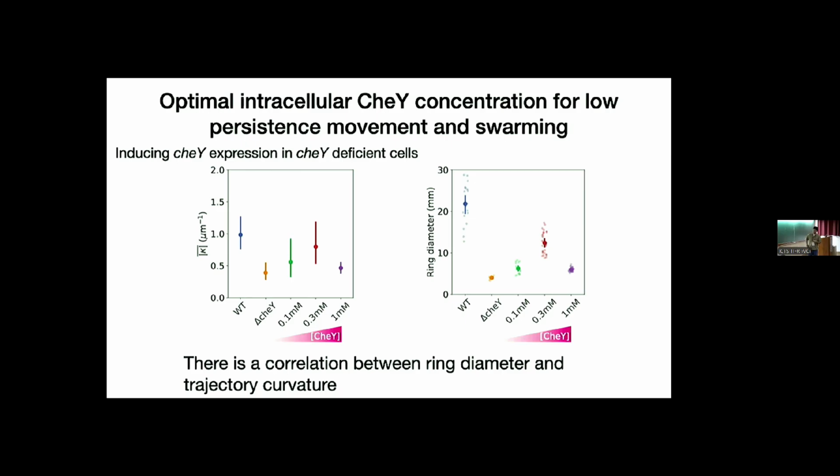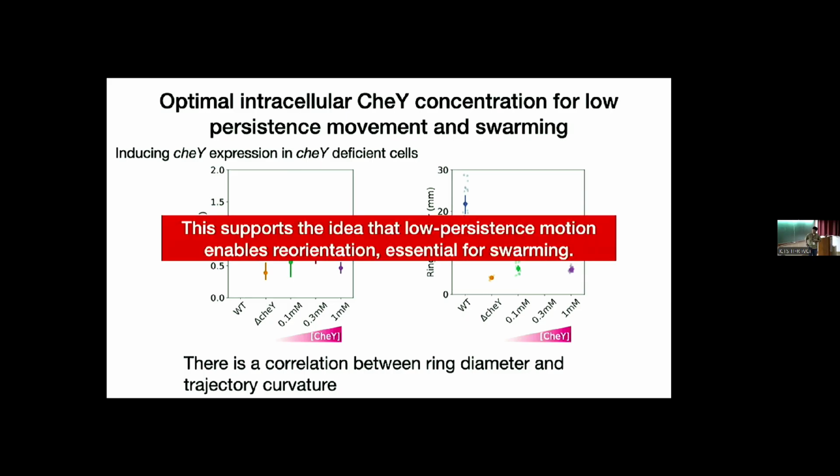We measured trajectory curvature here, and the trajectory curvature doesn't show a monotonic increase with KY concentration, but shows a peak here, at 0.3 millimolar. And interestingly, at this condition, we saw the spread of the swarm. So there is a strong correlation between the ring diameter and the trajectory curvature. This supports the idea that low persistence motion enables reorientation that is essential for swarming, as I previously showed.